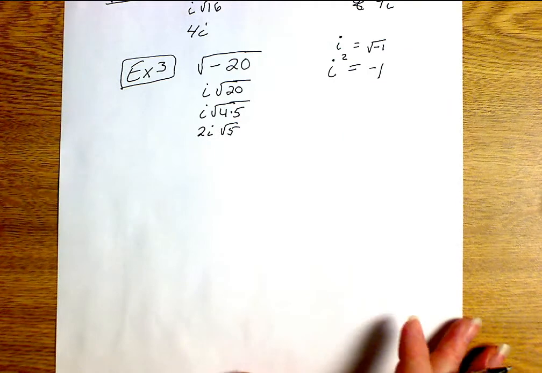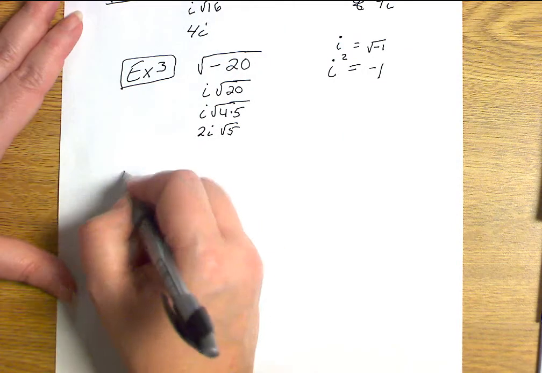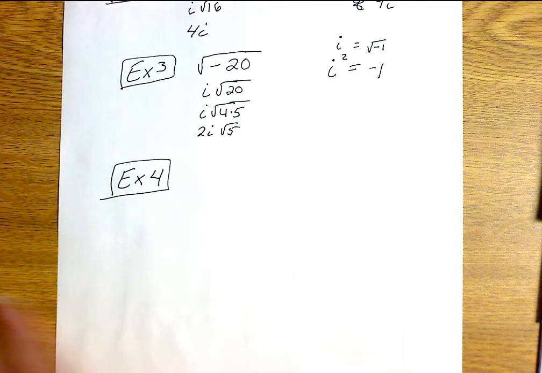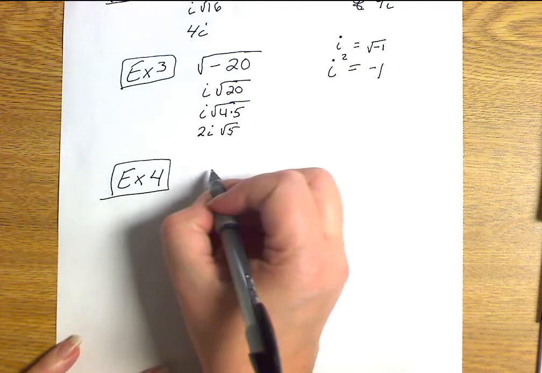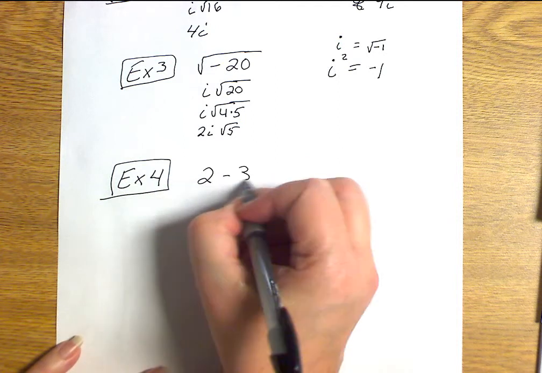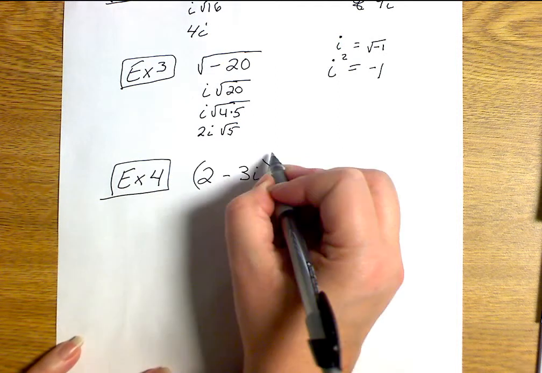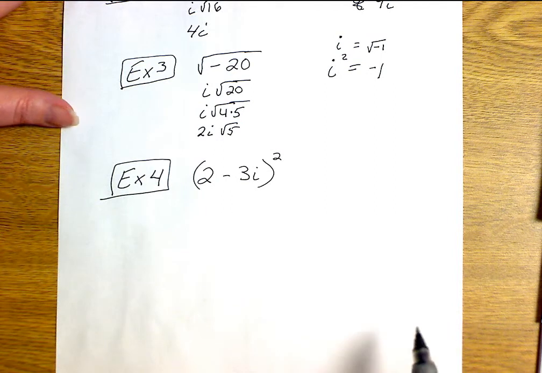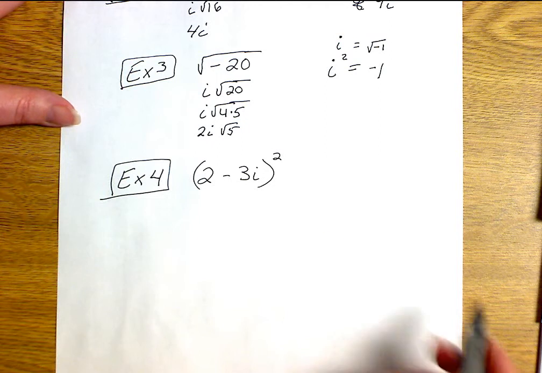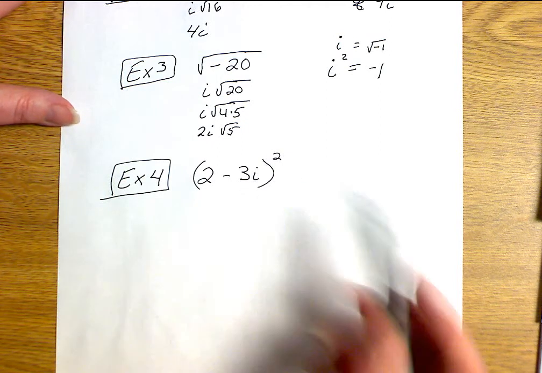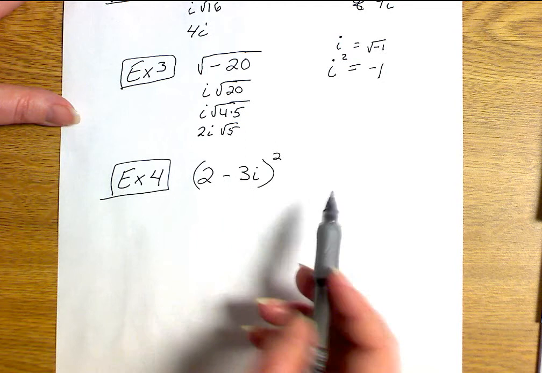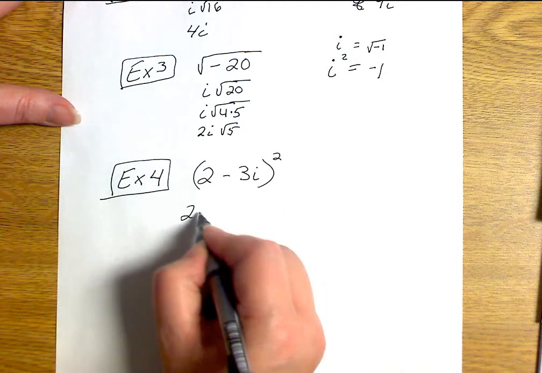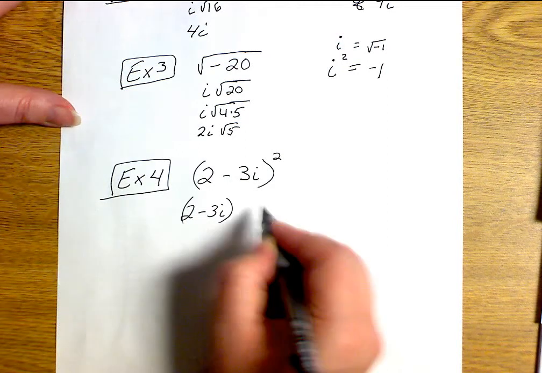All right. Example 4: 2 minus 3i, squared. What does this mean? What does 2 minus 3i squared mean? You go 2 minus 3i times 2 minus 3i.